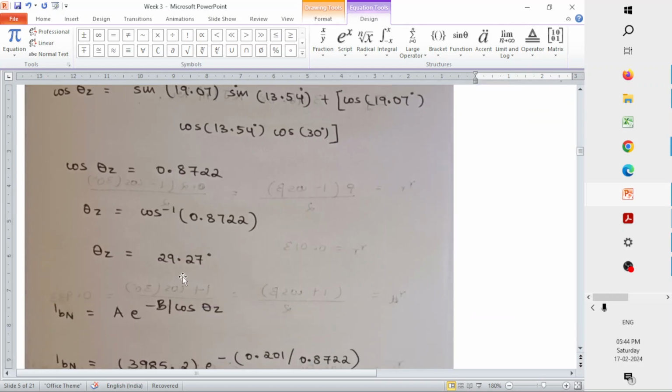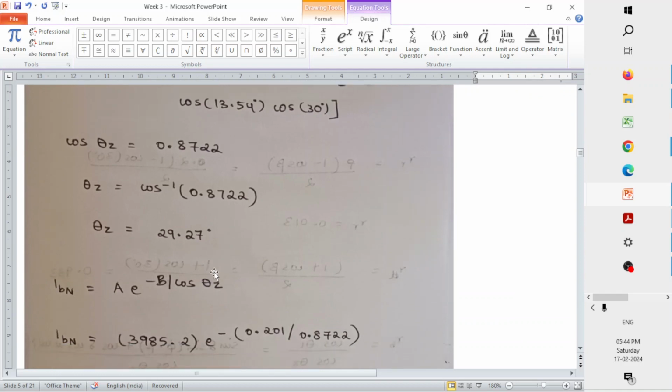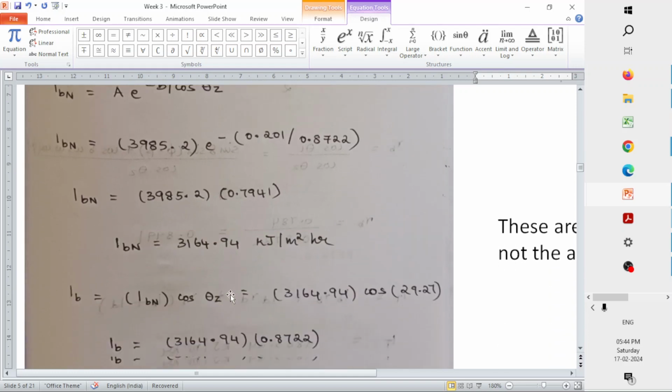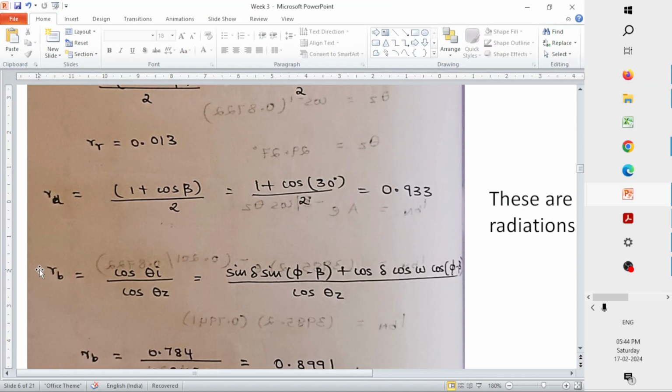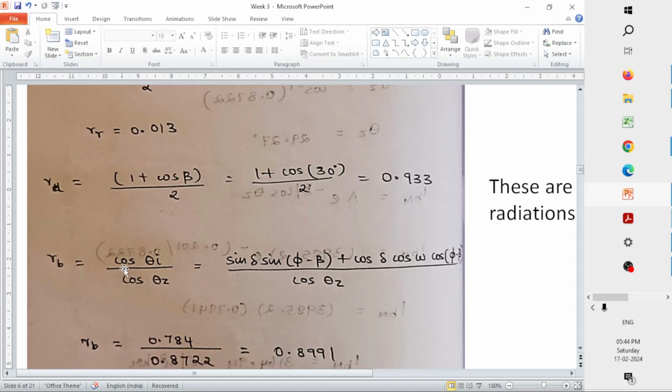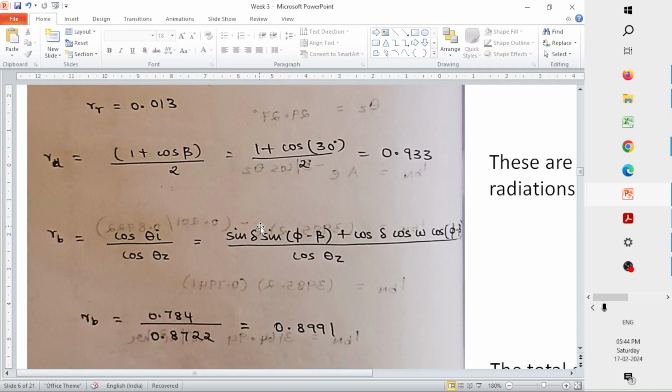So this is the value of theta z, that is 29.27. You can calculate. So we were there before, we just jumped in here. Your RB, that is the tilt factor due to your beam radiation, that is the radiation that directly falls on the surface without getting scattered by the atmosphere, is cos theta I by cos theta z. So cos theta I, you can use this formula, and this formula as well as the formula that we use for calculating angle of incidence is coming the same.